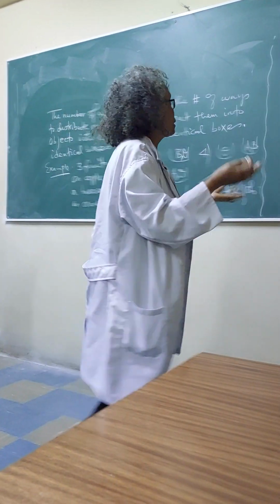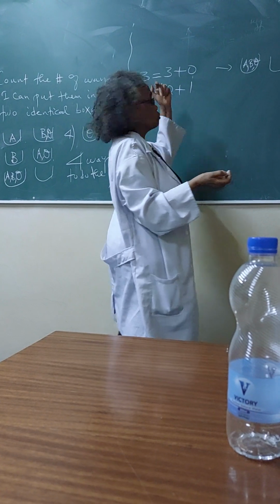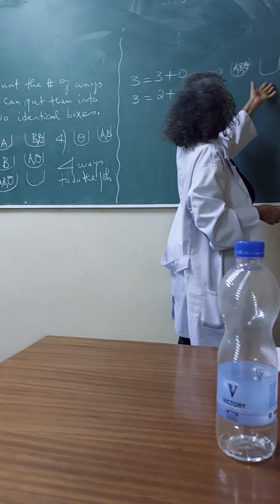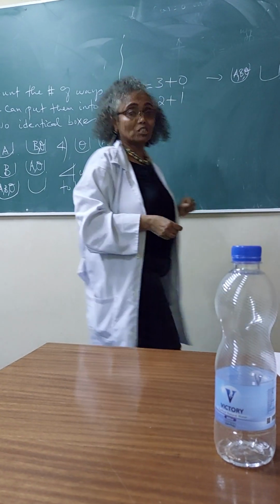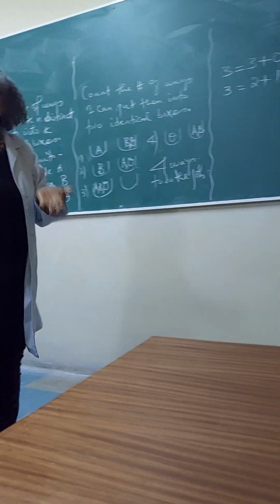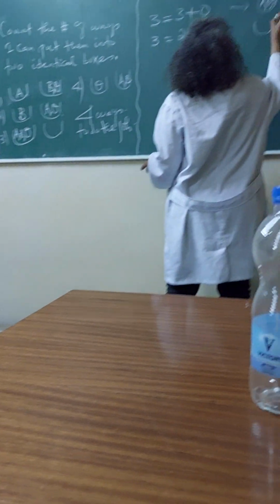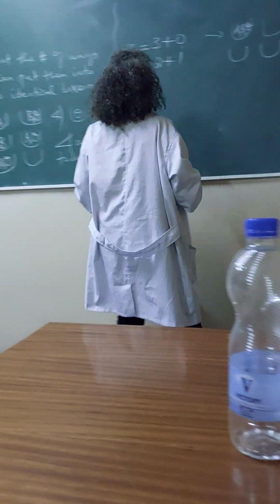It doesn't matter whether I write it as 1 plus 2 or 2 plus 1, because it will give us the same scenario of the boxes, because the boxes are identical. One will have 2 fruits and the other will have 1. So 2 there and 1 there.